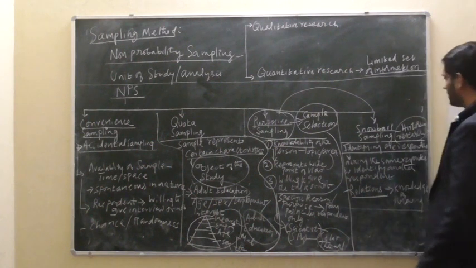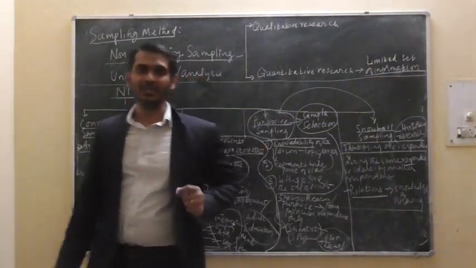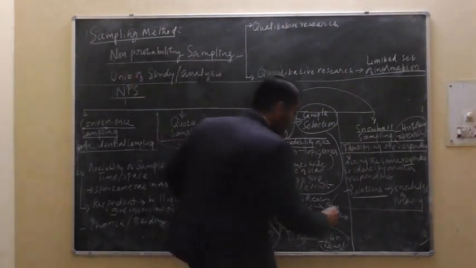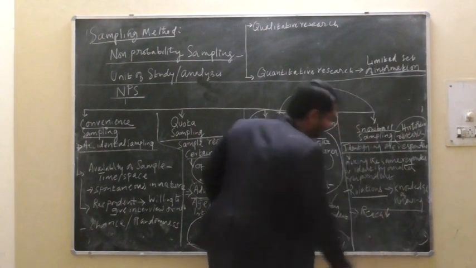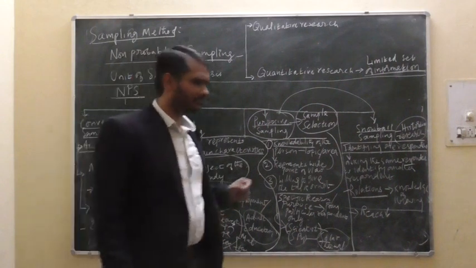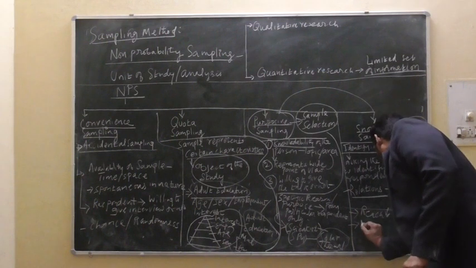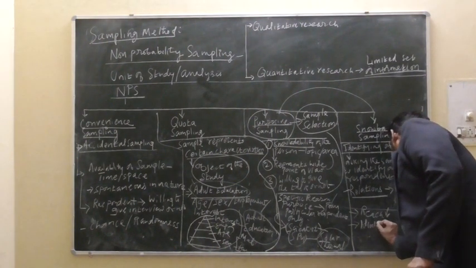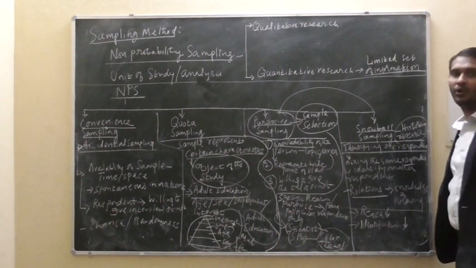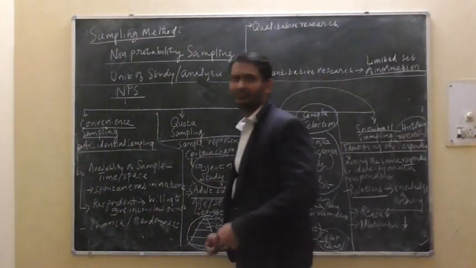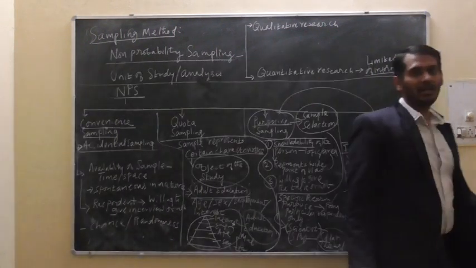So with this sample, it is very hard to reach. You're not able to reach a certain respondent. Very difficult to reach the respondent, so the possibility of reaching the respondent is very, very low. At the same time, it is very difficult to identify them. Identification is also very, very difficult. So in that case, what you can do is follow snowball sampling.